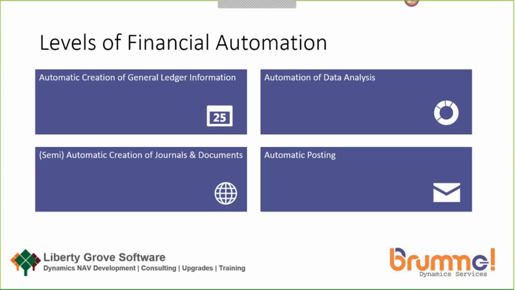So from a financial automation perspective, we identify different levels. There is automatic generation of ledger entry information, which is the basic of the ERP system. And we have pretty much accomplished almost 100% financial automation here. But there's also semi-automatic generations of journals and documents, which save us even more time, not having to key in data. And we have automation of data analysis, which we know as KPIs, and we have automatic posting of documents.